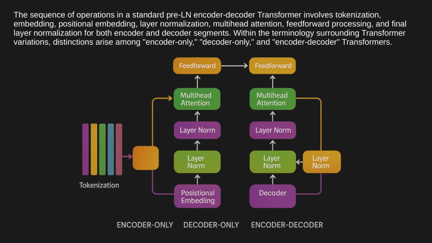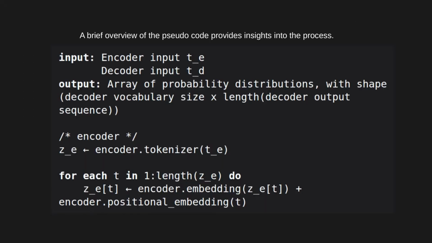The sequence of operations in a standard pre-LN encoder-decoder transformer involves tokenization, embedding, positional embedding, layer normalization, multi-head attention, feed-forward processing, and final layer normalization for both encoder and decoder segments. Within the terminology surrounding transformer variations, distinctions arise among encoder-only, decoder-only, and encoder-decoder transformers. A brief overview of the pseudocode provides insights into the process.